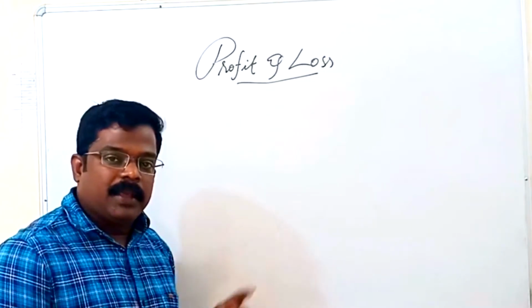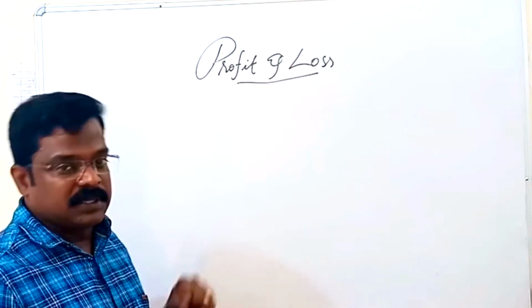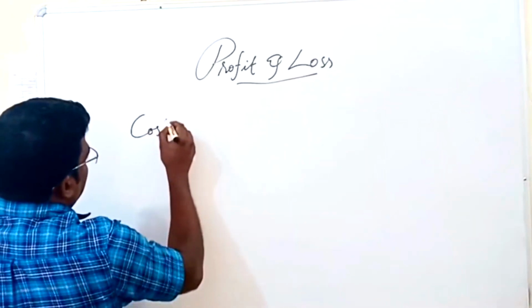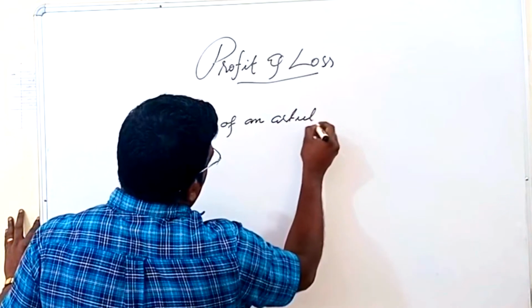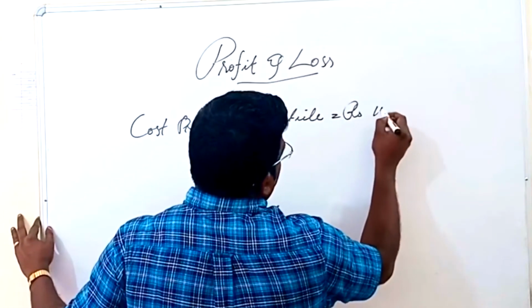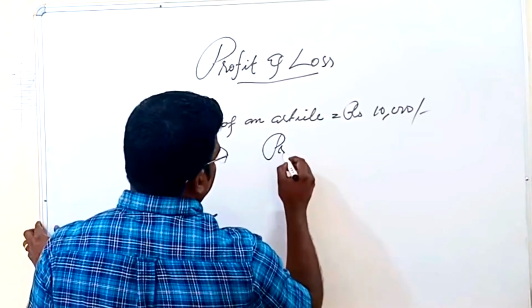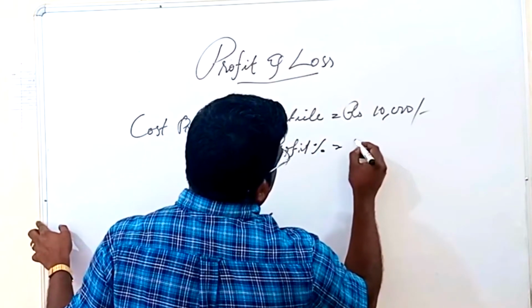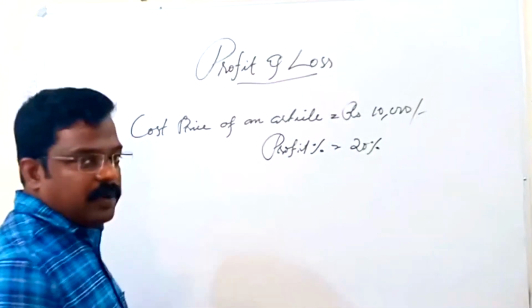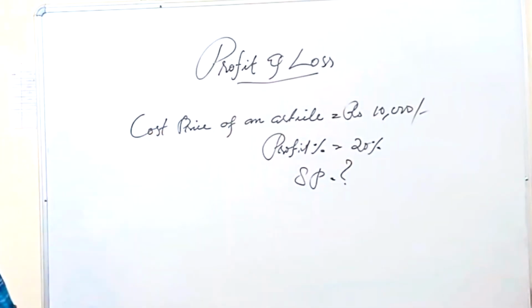Now we can see how to find the selling price of an article if the cost price and profit percentage are given. So here, the cost price of an article is given as rupees 10,000, and the profit you want to make from that transaction, that is the profit percentage, is 20%. So how can we find the selling price? If we want, we can use one equation for finding this.